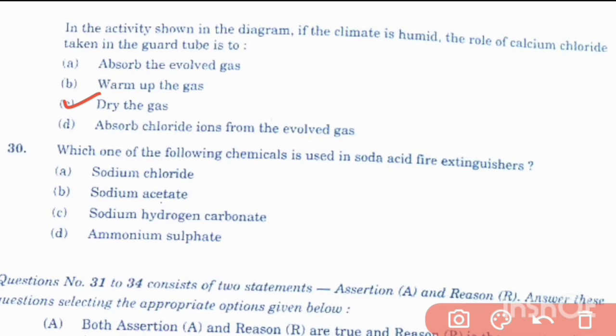Next question is question number 30. Which one of the following chemicals is used in soda acid fire extinguishers? Option number A, sodium chloride. Option number B, sodium acetate. Option number C, sodium hydrogen carbonate. Option number D, ammonium sulfate. So the correct answer is sodium hydrogen carbonate. So this is question number 30.